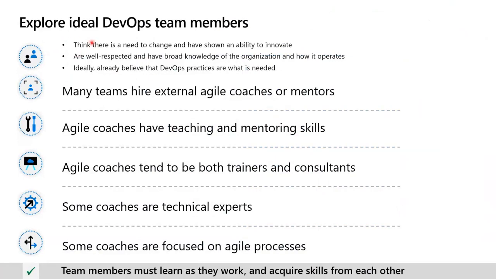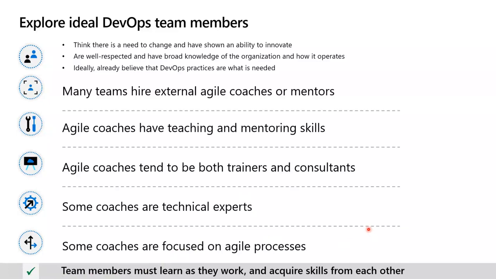Normally some teams hire external agile coaches or mentors that help us identify the different activities, the different roles, and plan sprints. Agile coaches have teaching and mentoring skills, and tend to be both trainers and consultants, and some coaches are technical experts. It doesn't have to be a technical expert, but it is recommended, of course. And some coaches are focused on agile processes, as I mentioned.